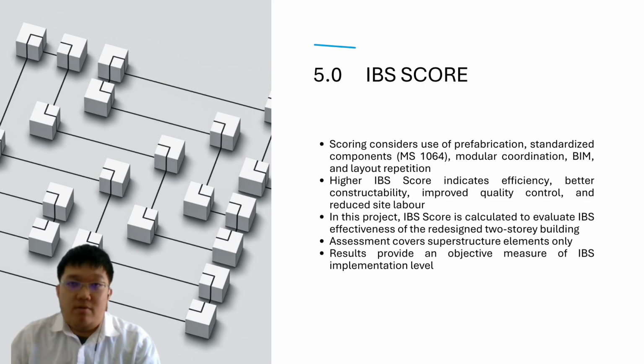The slide explains how the scoring works and why it is important. The IBS score considers factors such as use of prefabrication, standardized components in accordance with MS 1064, modular coordination, BIM usage, and repetition in layout design. A higher IBS score indicates better construction efficiency, improved constructability, higher quality control, and reduced reliance on site labor. For this project, the IBS score is calculated to evaluate the effectiveness of IBS implementation in the redesigned two-story building. The assessment focuses on superstructure elements only, and the result provides an objective measurement of IBS adoption.